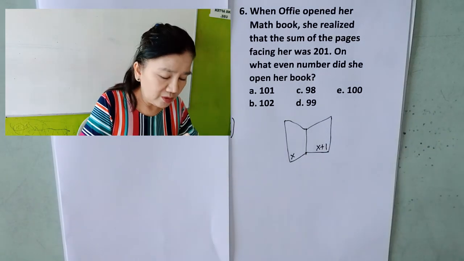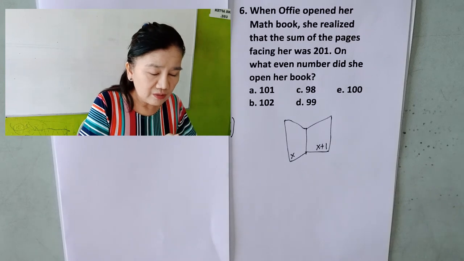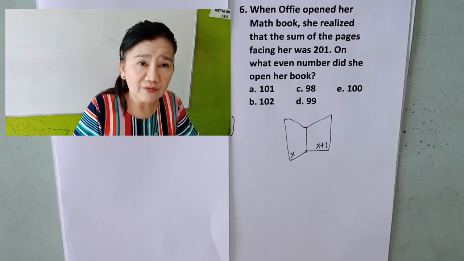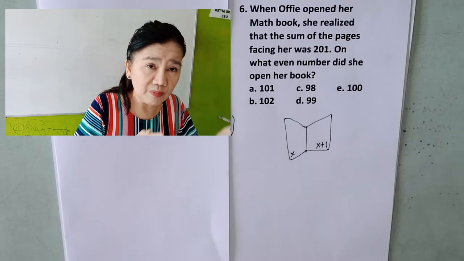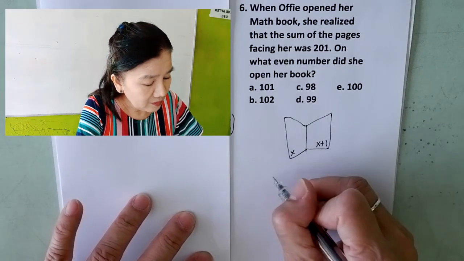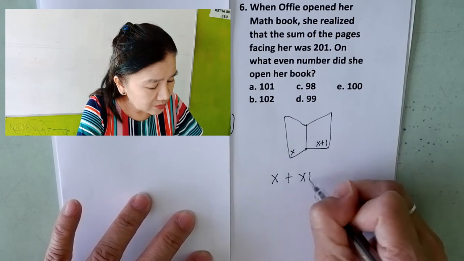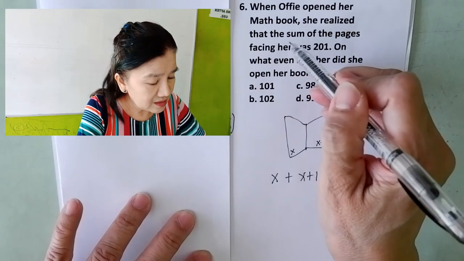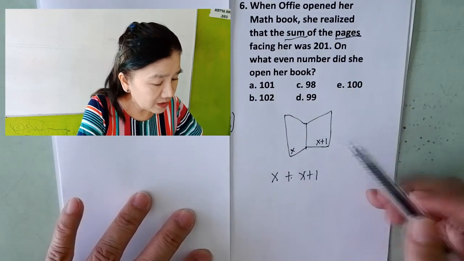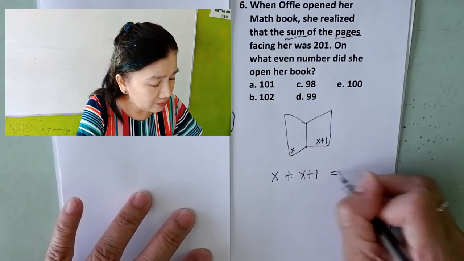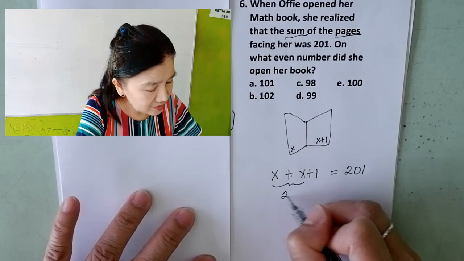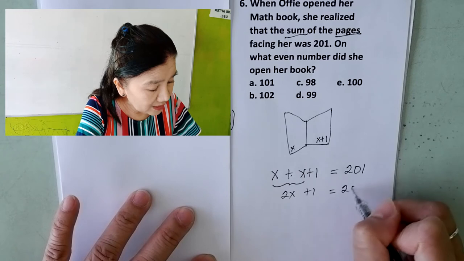For example, when you open your book, on the previous page you have, let's say, 5. On the next page, it will be 6. So it will be 1 more than the previous page. That would mean that when you add x and x plus 1, the two pages facing her, the sum was 201. So add these two, you get 2x plus 1 equals 201.